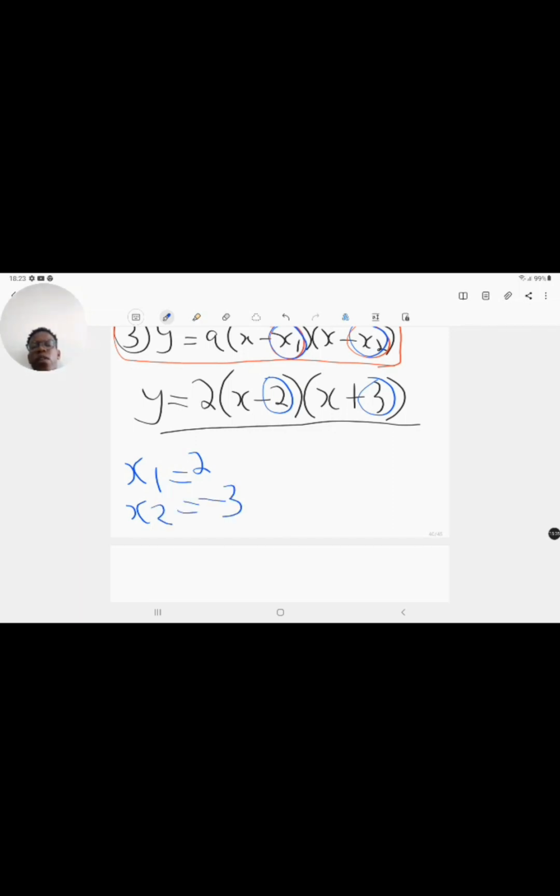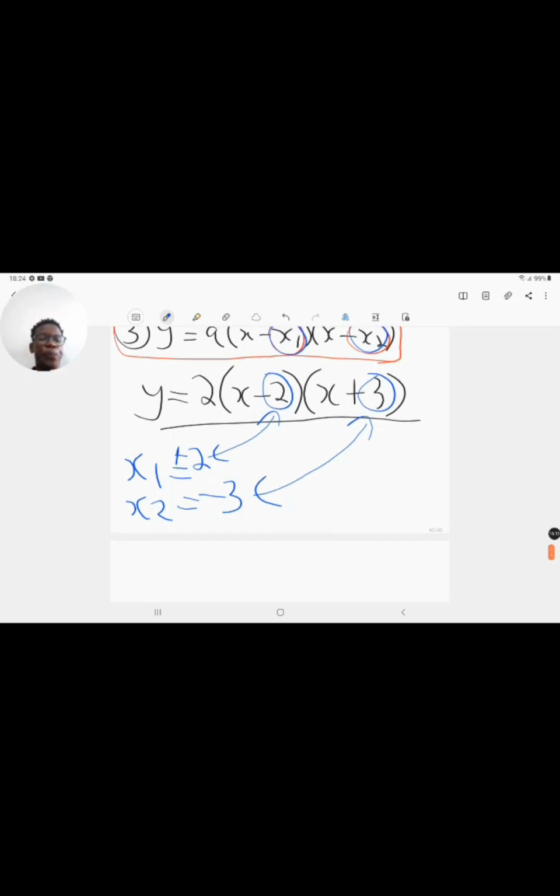What do you notice about these values? The magnitude is the same and the signs are reversed. So x1 is plus 2. What you have in the bracket there is minus 2. x2 is minus 3. What you have in the bracket there is plus 3. So what does this tell you? Well, it tells you that from inspection, we can immediately tell what the values of our x-intercepts are from the standard form.